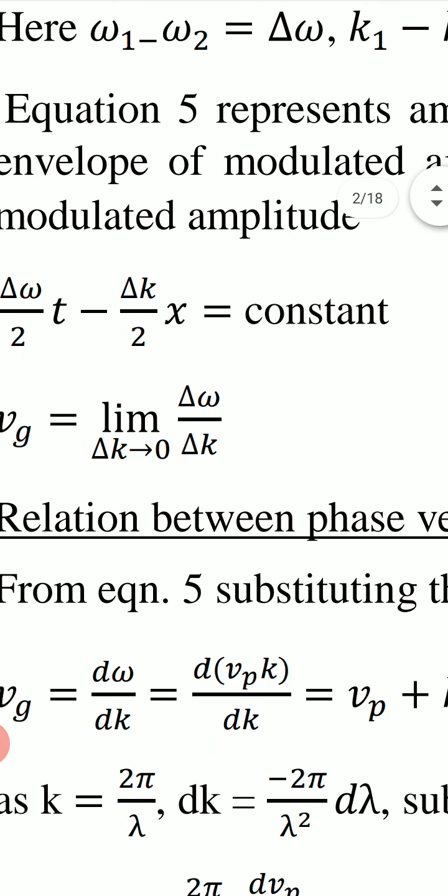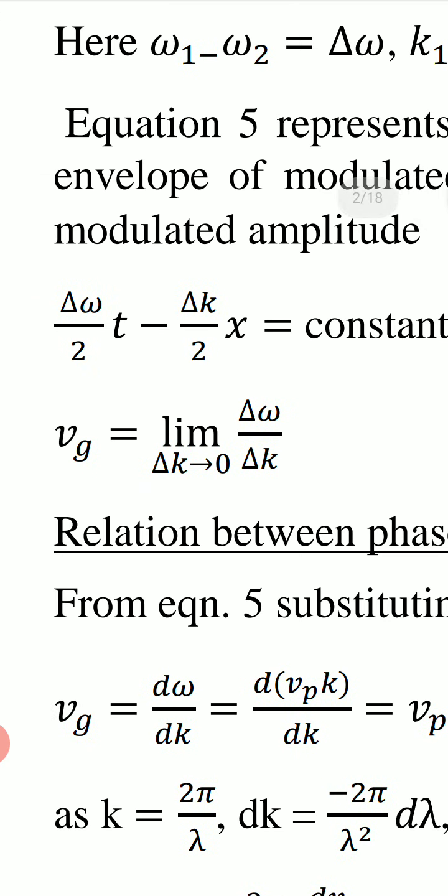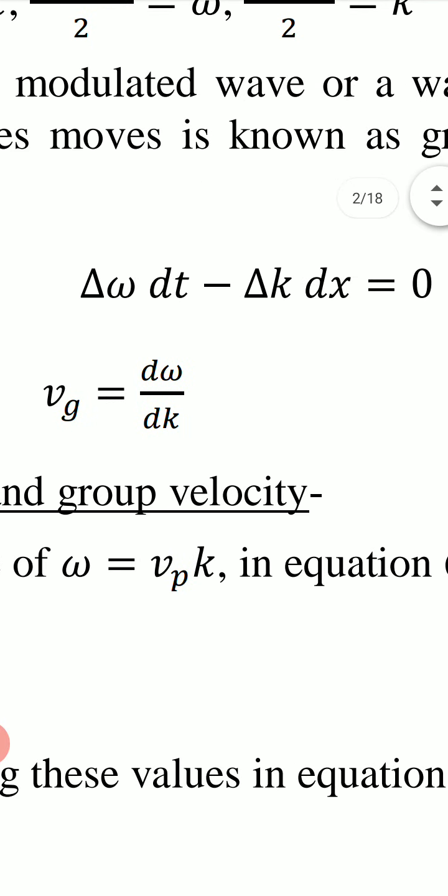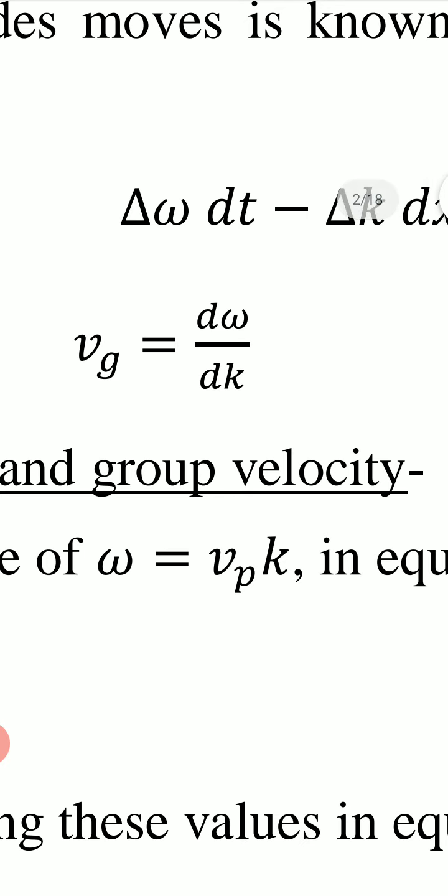But for the limit delta k tends to 0, Vg, the group velocity, is the limit as delta k tends to 0 of delta omega upon delta k, and this delta omega upon delta k changes to d omega upon dk in this limit. So group velocity Vg is d omega upon dk. Phase velocity Vp is omega upon k. Group velocity Vg is d omega upon dk.